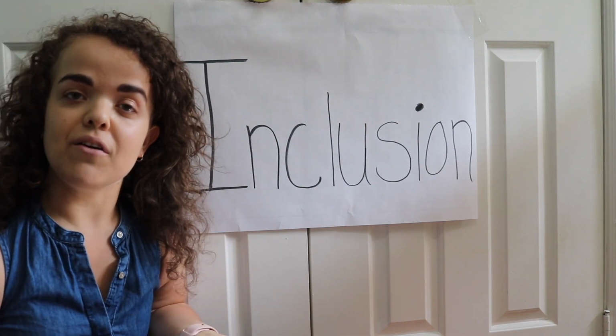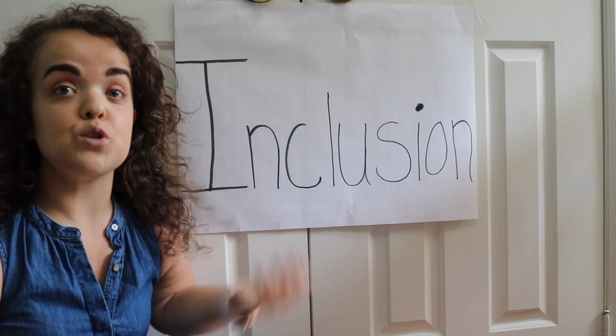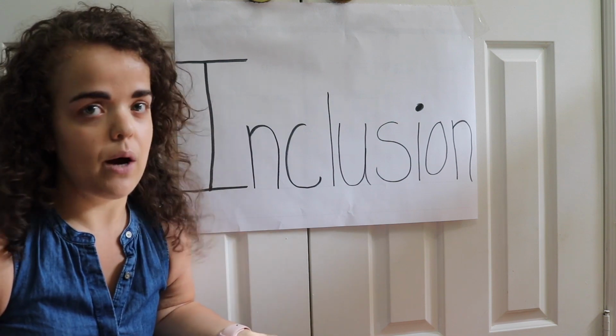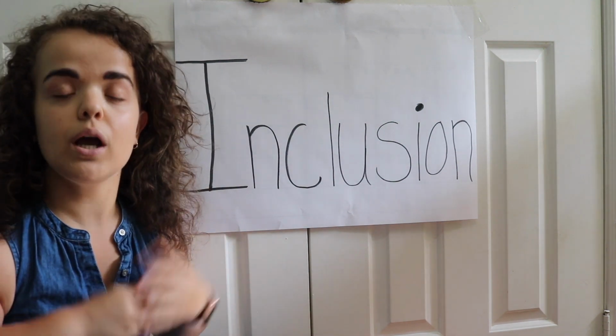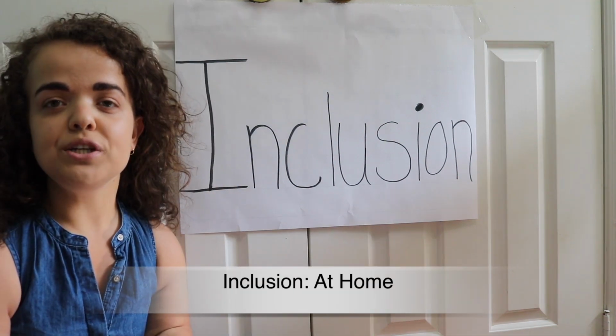Also, when we're doing culinary, we make sure that everyone has a turn in participating. Everyone has a turn in being involved in what we're making, because we don't want to leave anyone out. We will find a way to make it work, and we all participate together. And the last one we're going to look at is inclusion in the home.